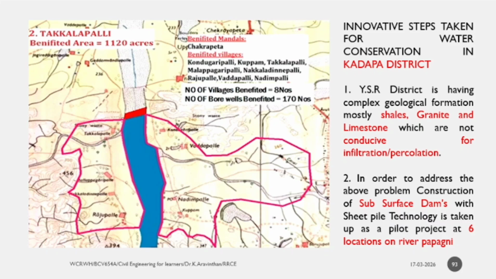Now this is an example of Kadapa district. This is a river. Across the river they have constructed this. These are the places that got benefited. Sir, how much did they benefit? 1,120 acres of land is getting benefited due to this. And where are the places?